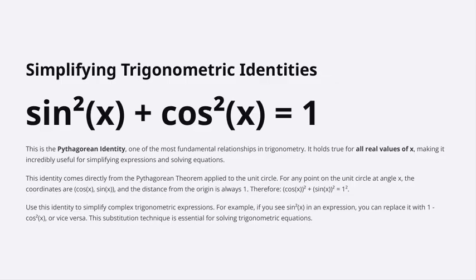So, how do we use this in practice? When you see a complex trigonometric expression, you can use this identity to simplify it. For example, if you see sin squared x in an expression, you can replace it with 1 minus cos squared x. Conversely, if you see cos squared x, you can substitute it with 1 minus sin squared x. This substitution technique is a crucial tool for solving more complicated trigonometric equations efficiently. Overall, understanding this identity not only helps simplify problems, but also deepens your grasp of the relationships between sine and cosine. It's a cornerstone in the broader theme of simplifying trigonometric expressions, making your problem-solving process much smoother and more intuitive.